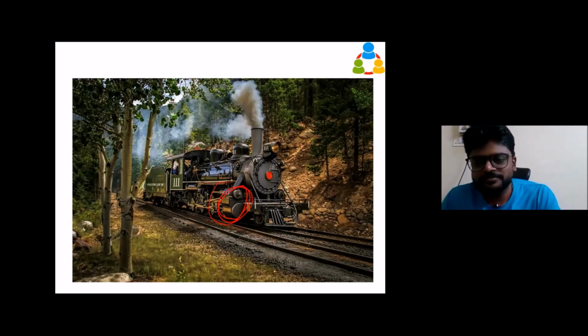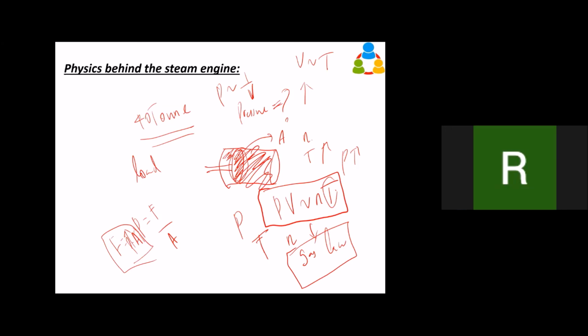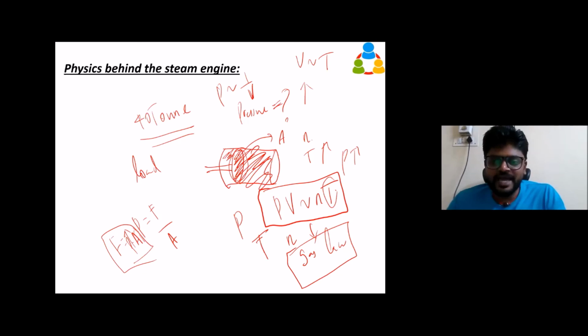Okay. Anything? Anything, yeah? Any of you read this gas law?